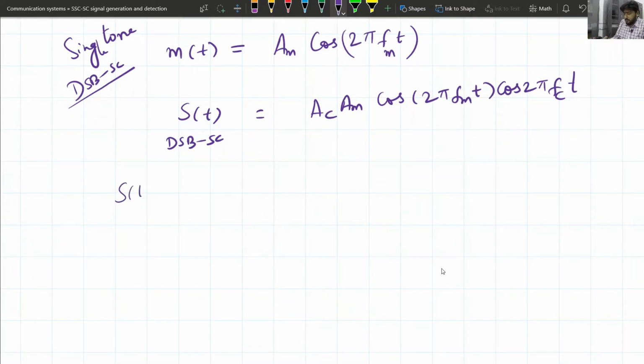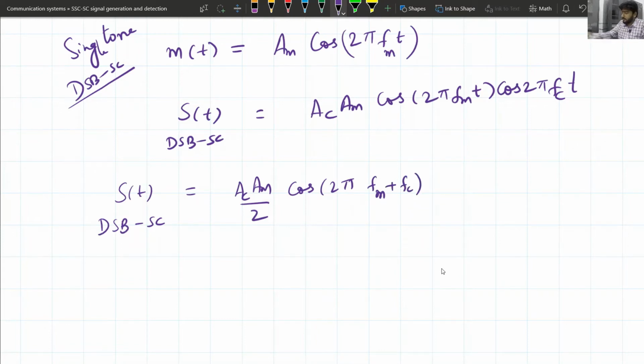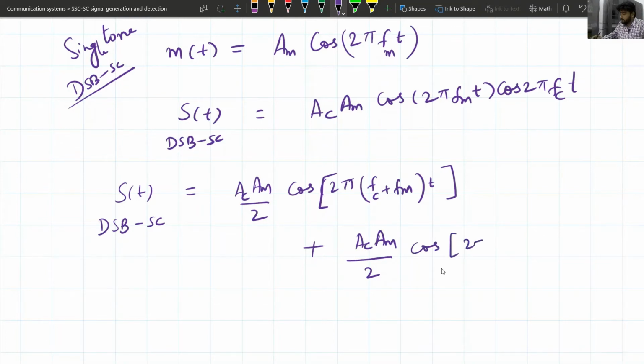Resolving this equation, we can write AC times AM by 2 cos 2 pi (FC plus FM) into t, plus AC into AM by 2 into cos 2 pi (FC minus FM) into t. This is the equation.